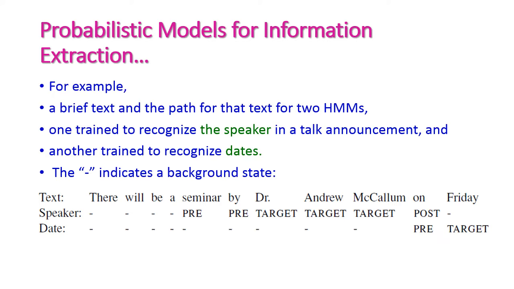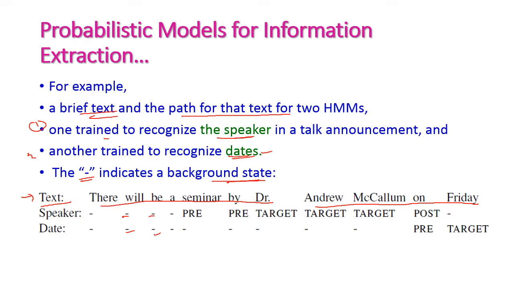Let us see one example for this. The given text: there will be a seminar by Andrew McCallum on Friday. Two HMMs are trained here. The first one is trained to recognize the speaker and the second one is trained to recognize the date. The hyphens here are used to indicate the background state.